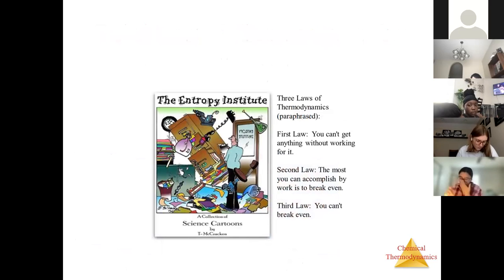So basically what it comes down to, the first law says you can't get anything without working for it. Second law says the most you can ever accomplish by working is to break even. The third law says you can't even break even.